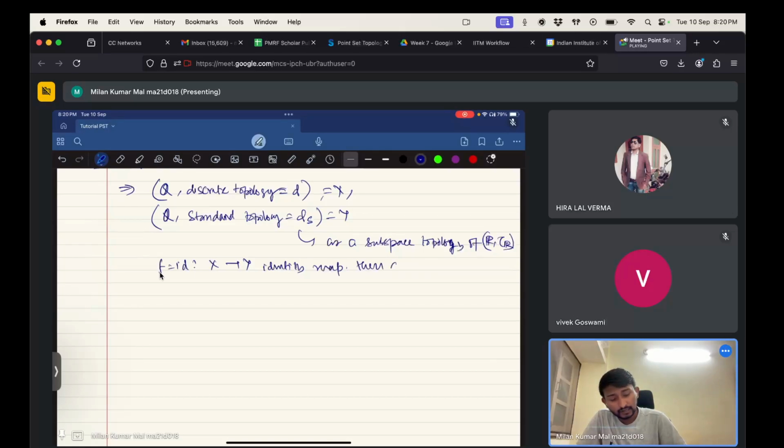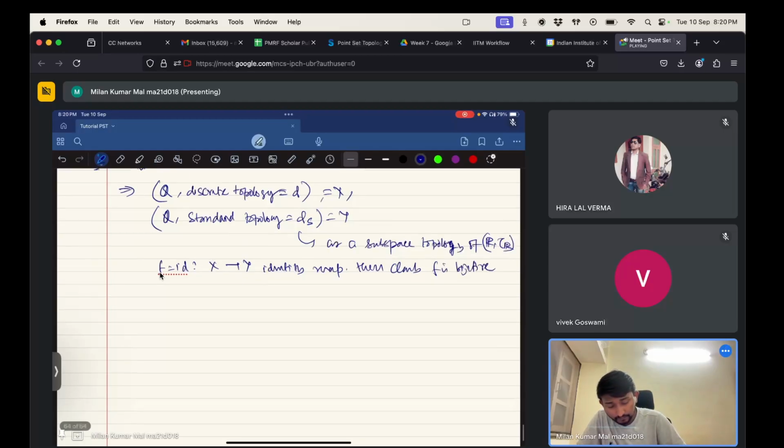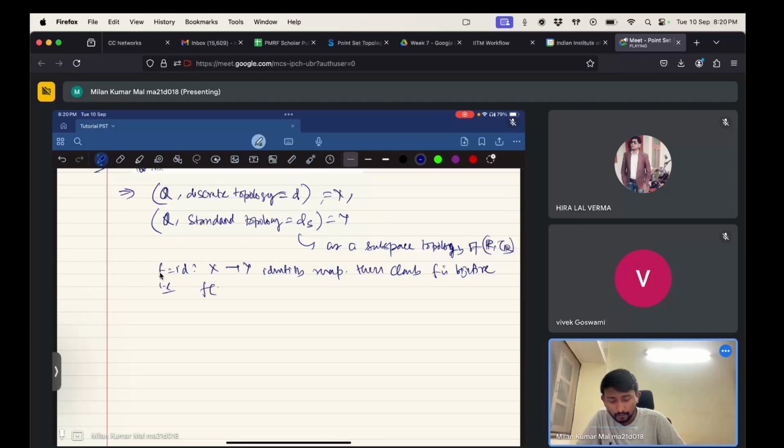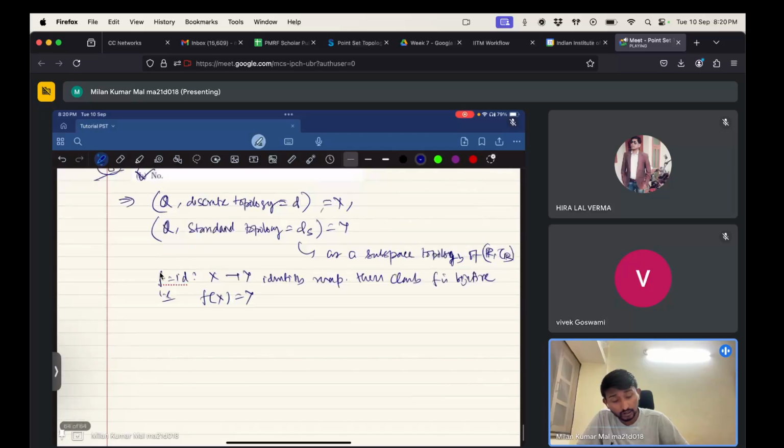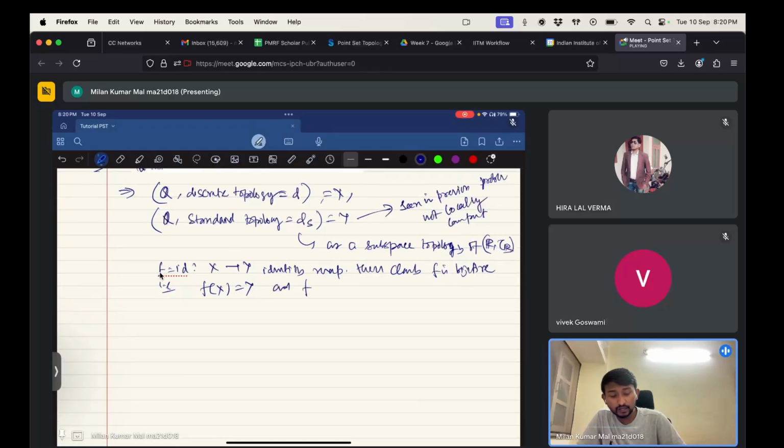Then clearly f is bijective. That means f of X equals Y, and we have already seen in a previous problem that Y is not locally compact. And f is continuous.